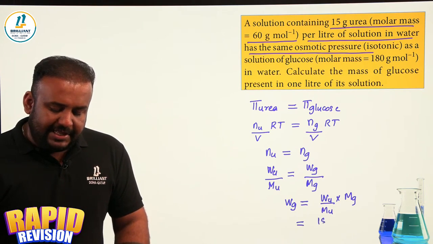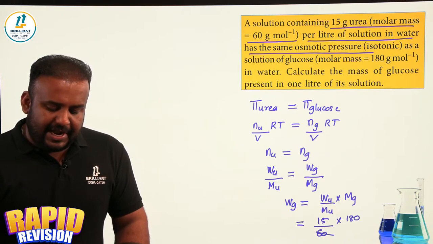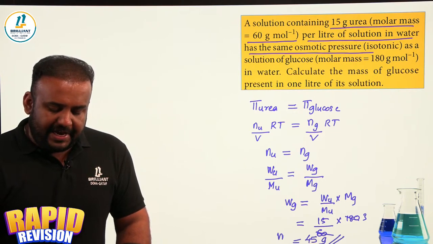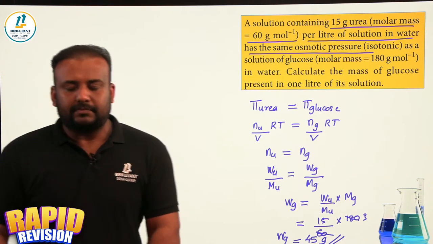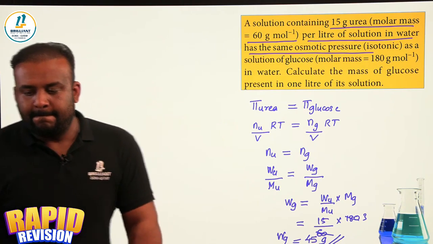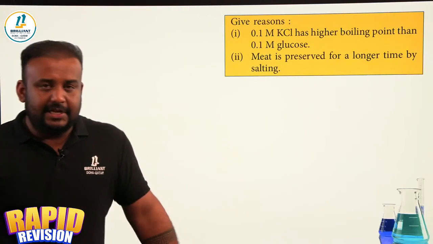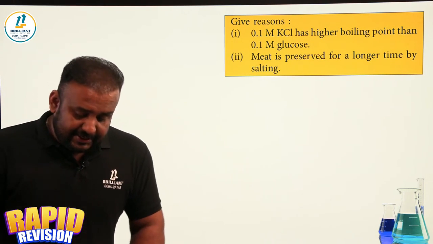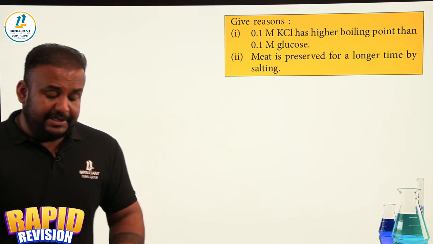Weight of urea, it said that it is 15 gram. Molecular mass of urea, it is 60. And molecular mass of glucose, it's given already 180. So we'll cancel this 3. So 15 threes are 45 gram. This will be the weight of glucose. Have you all understood this clearly? Okay, excellent. Let's move on to the next. We have to cover electro and kinetics. So I'm going a bit fast. If you have doubts, please ask.